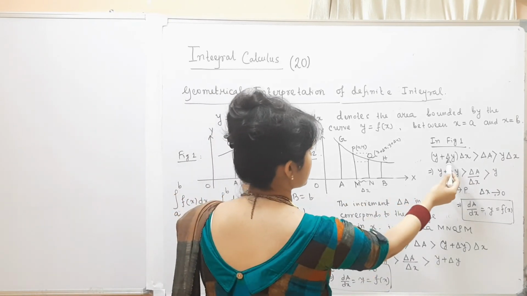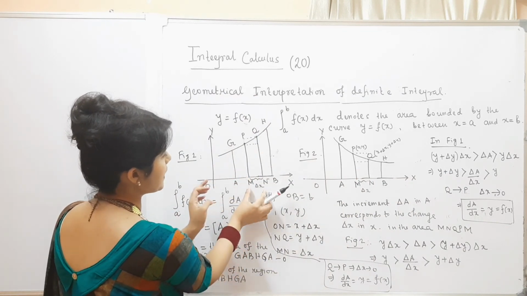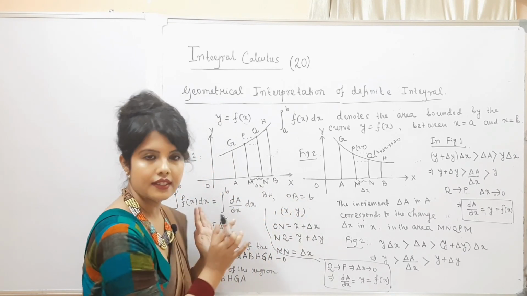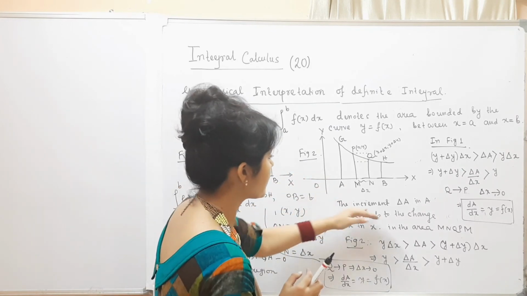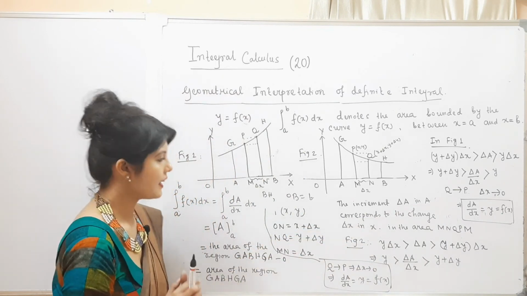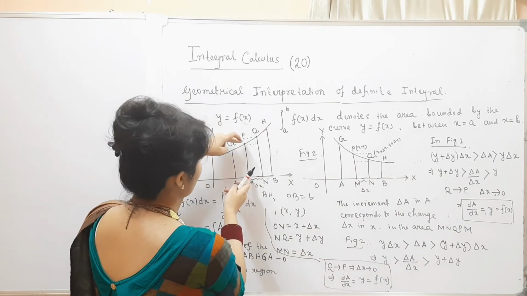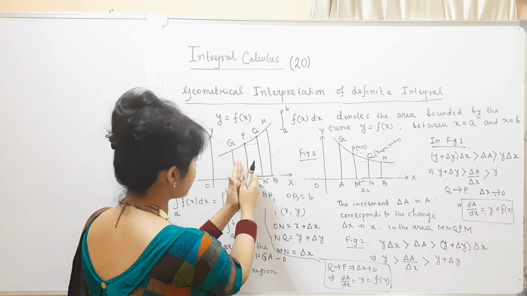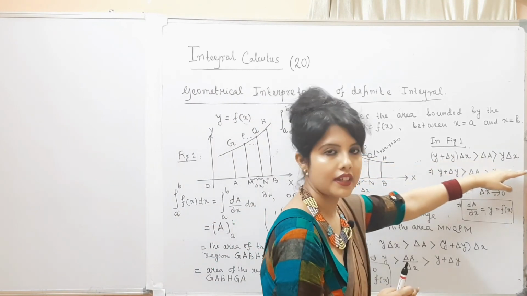So the area of this portion in figure 1 is y plus delta y into delta x, and that should be greater than this portion, this delta A. Here delta A, I have already told you, is the increment in A that corresponds to the change of delta x in x. So that is delta A, and that should be greater than y into delta x, because this rectangle should be less than this rectangle. Therefore the area should be greater than this one.